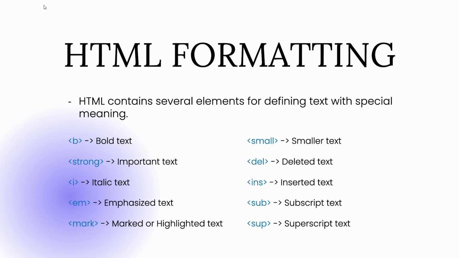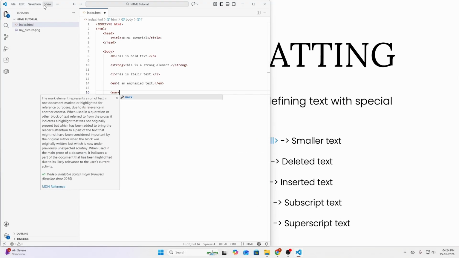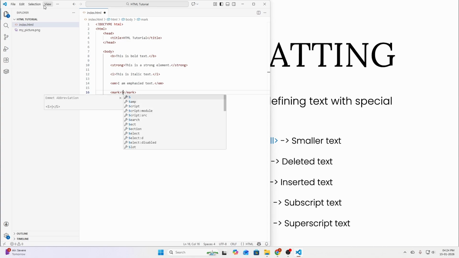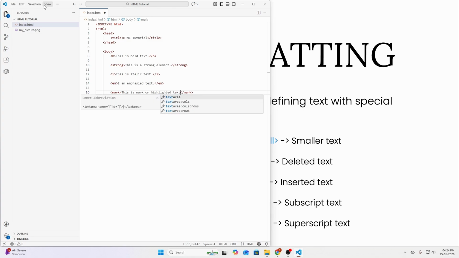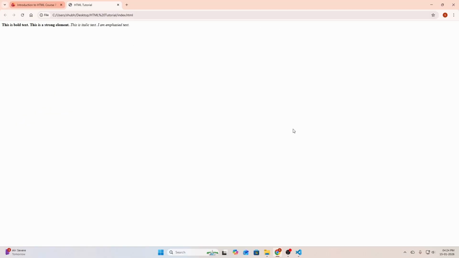Then comes the mark element, which is used to define text that should be marked or highlighted. Let's also see an example of it. Below the EM element, let's define a mark element here, and let's say this is mark or highlighted text. Let's save it, open the index.html file in the browser and refresh the page, and here is our mark element, which highlights the content with a yellow background color.